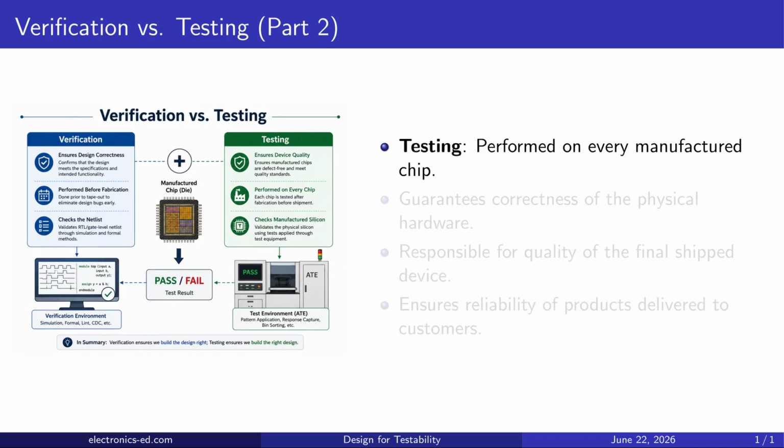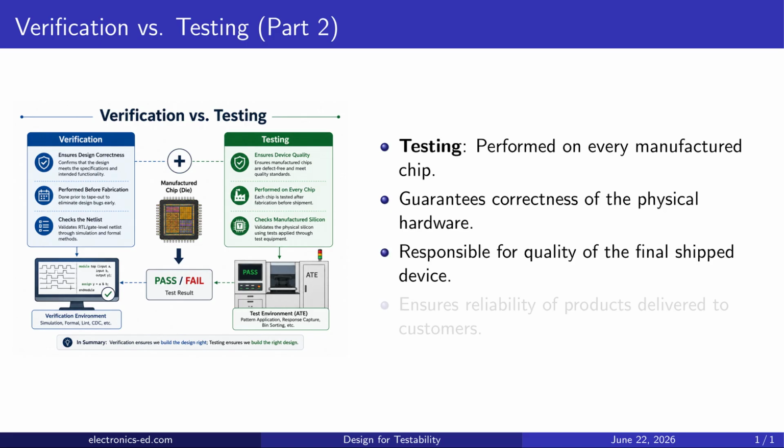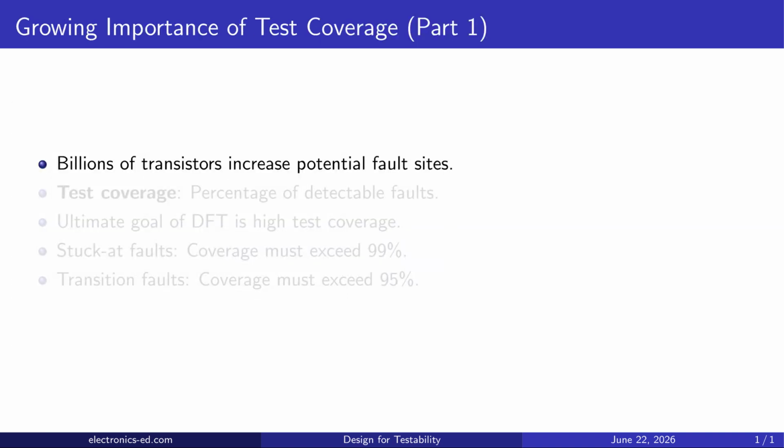Testing, on the other hand, is done on every single chip we produce. It verifies that the actual physical hardware works correctly. Testing is responsible for the quality of the devices we ship. It ensures our products are reliable for our customers. With billions of transistors, the number of possible fault sites grows enormously.